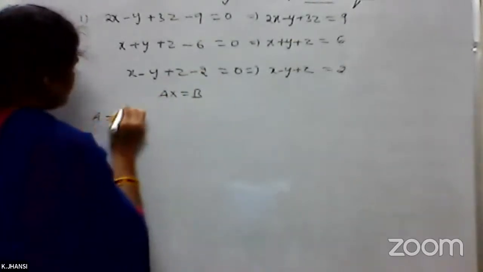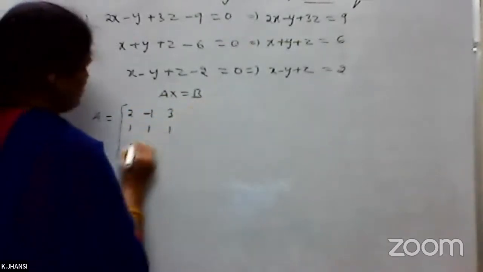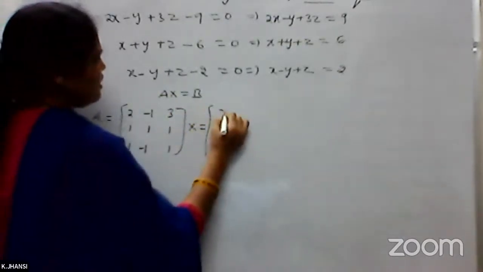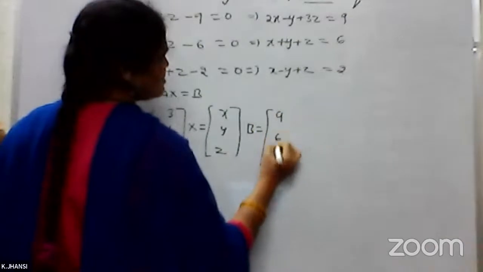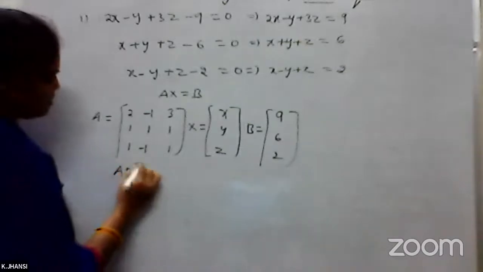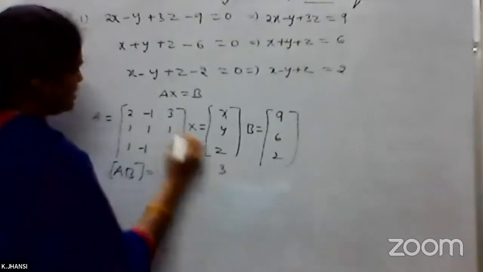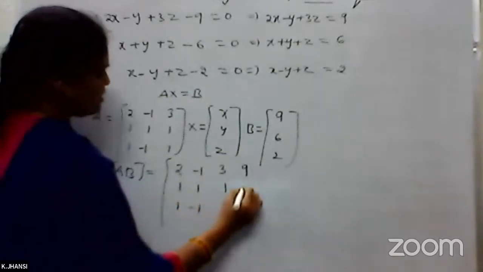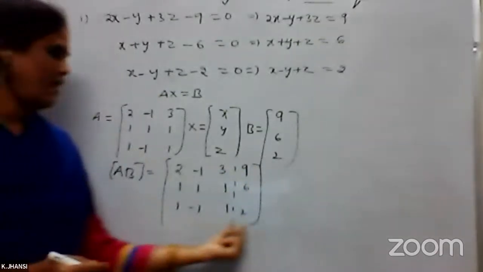So here our A is [2, -1, 3; 1, 1, 1; 1, -1, 1]. And here our x is x, y, z, and B is 9, 6, 2. Okay, so here the augmented matrix AB is [2, -1, 3 | 9; 1, 1, 1 | 6; 1, -1, 1 | 2]. This is called the augmented matrix. This is A and this is B.